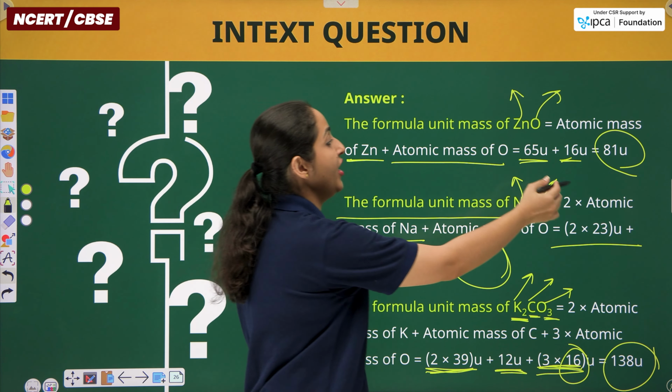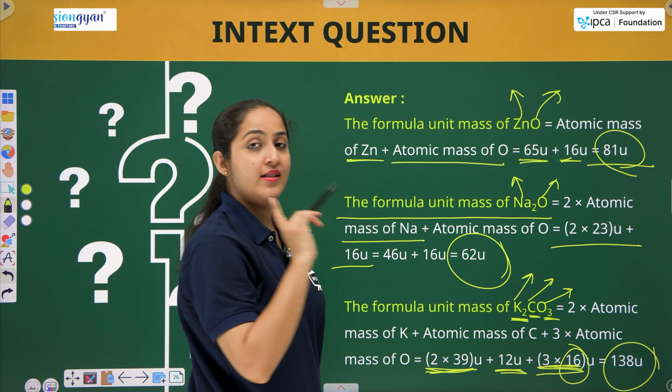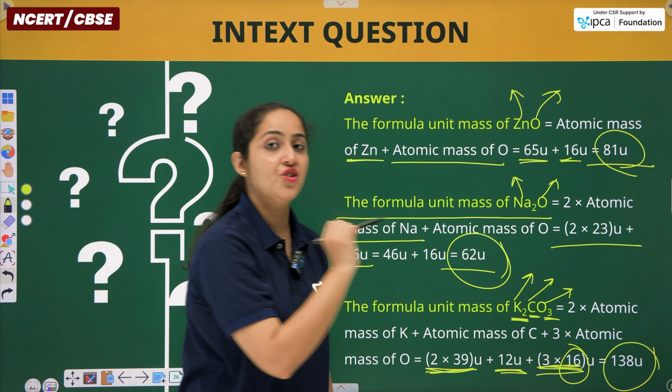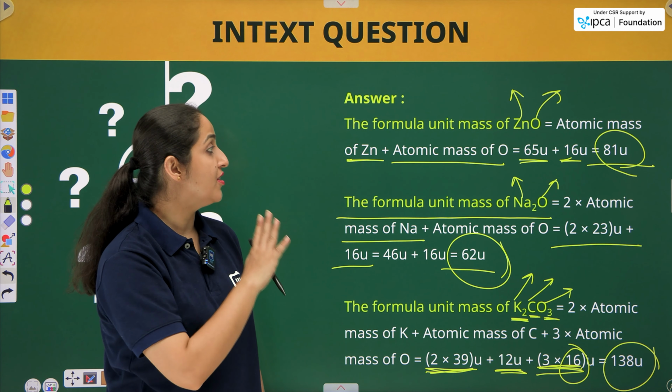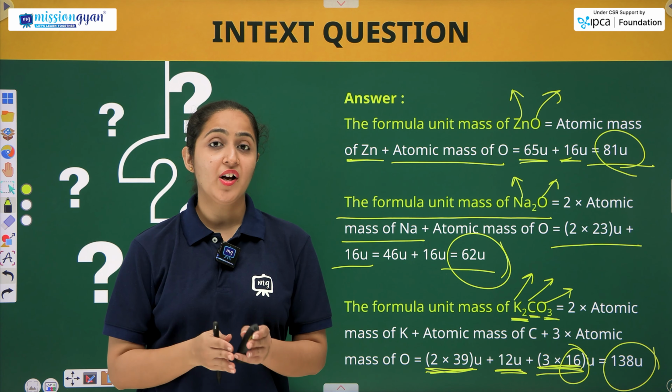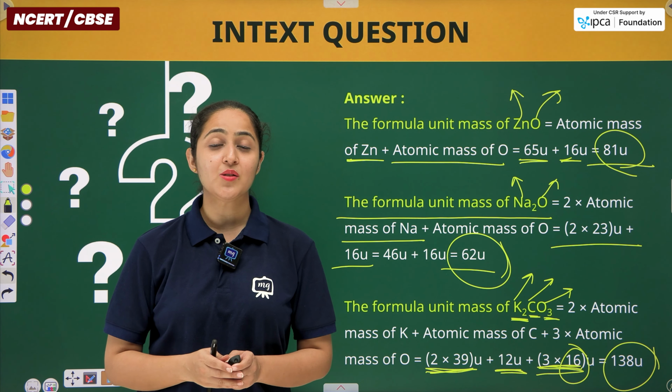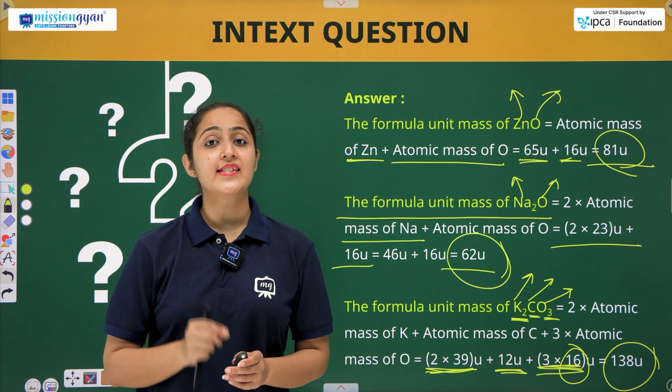So this is the formula unit mass for ZnO. This one is for sodium oxide. This one is for potassium carbonate. All right. So this was it, students. Hopefully now you understand how to go about the questions of this chapter. I'll meet you in the next one where we will discuss the exercise questions.